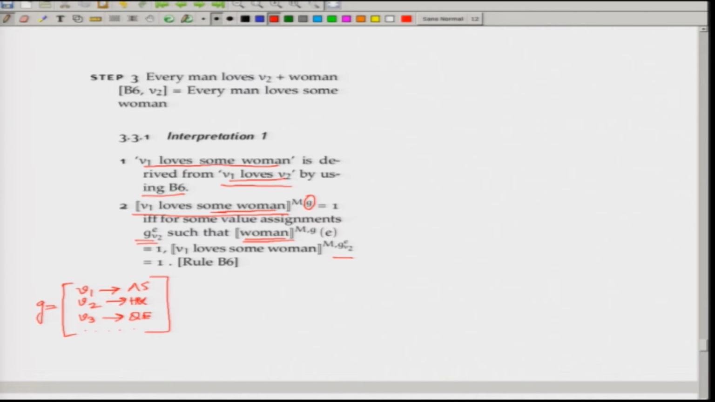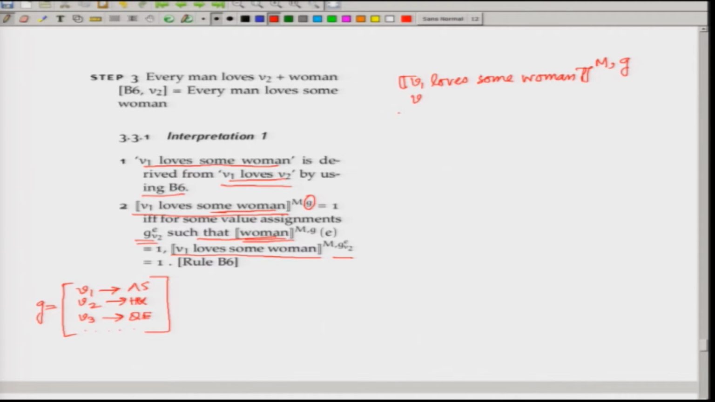Phi prime is 1 if and only if for some value assignment E, G E V2, which is our relevant variable, such that, as we know, there are two conditions. This is the second condition. The first condition is V1 loves some woman with respect to M, and G E V2 is 1. Now, what will be its value? Let us see that. V1 loves some woman with respect to M, and something, whatever, with respect to M G. What will be its value? Let us try to determine. Now, it will be 1.